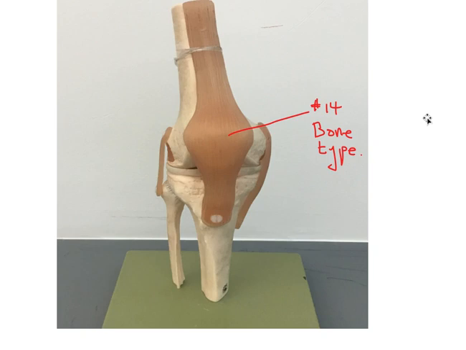And finally, in this model here, I'd like to know what bone type we find inside of this structure. What is the bone type that we find inside of this structure?